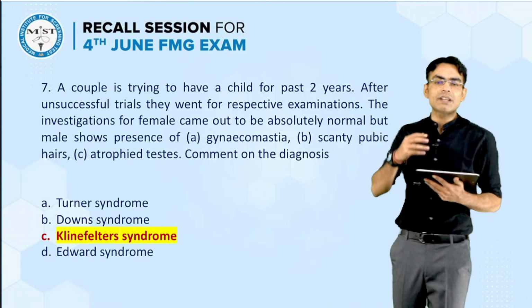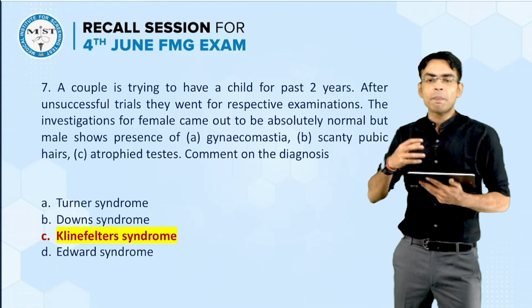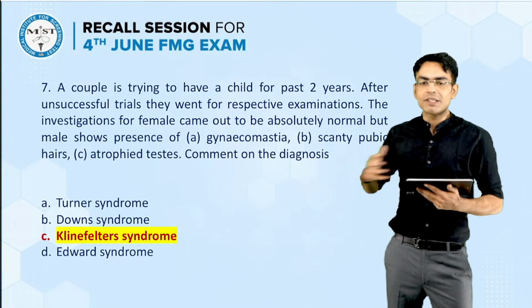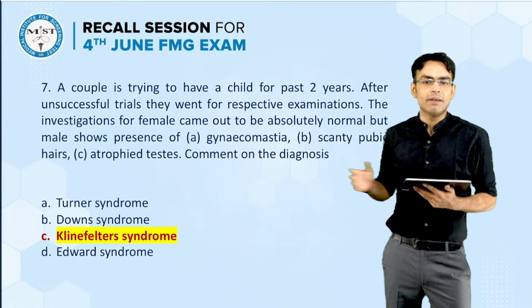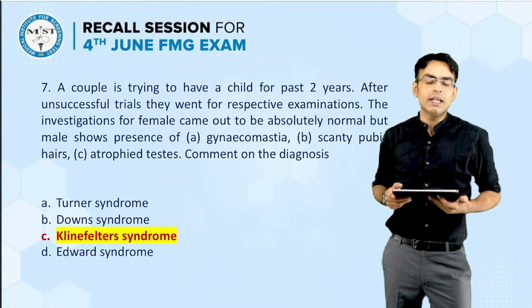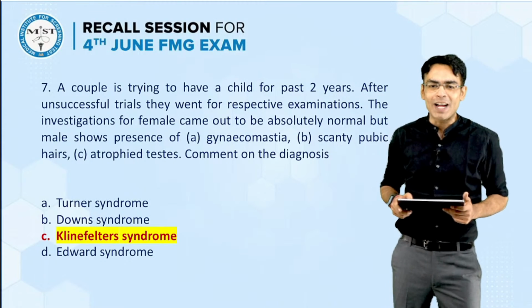Now, Down's is trisomy 21, nothing to do with the atrophied testes or gynecomastia. And likewise, Edwards syndrome is trisomy 18, so again no relation with the sexual chromosome here. So it is Klinefelter syndrome, 47XXY.